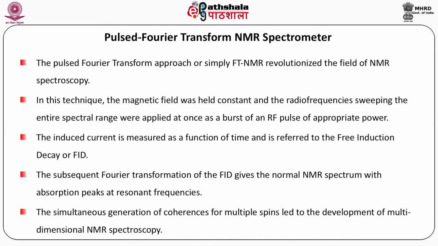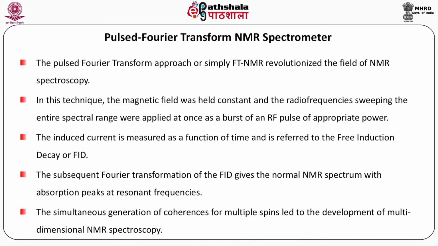Now we come to the pulsed Fourier transform NMR spectrometer. The pulsed Fourier transform approach, or simply FT-NMR, revolutionized the field of NMR spectroscopy. In this technique, the magnetic field was held constant and the radio frequencies sweeping the entire spectral range were applied at once as a burst of an RF pulse of appropriate power. The induced current is measured as a function of time and is referred to as the free induction decay, or FID. The subsequent Fourier transformation of the FID gives the normal NMR spectrum with absorption peaks at resonant frequencies.